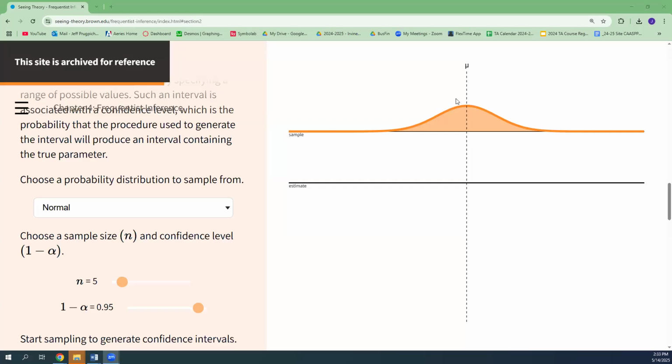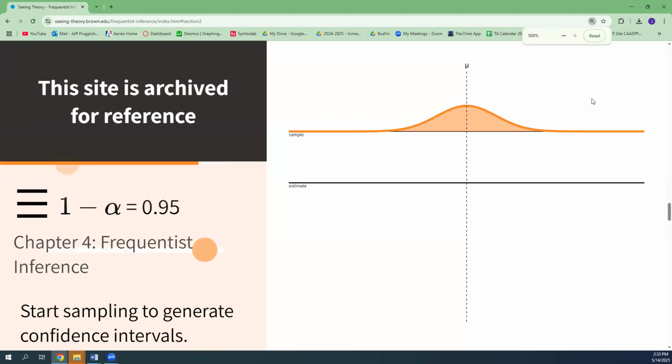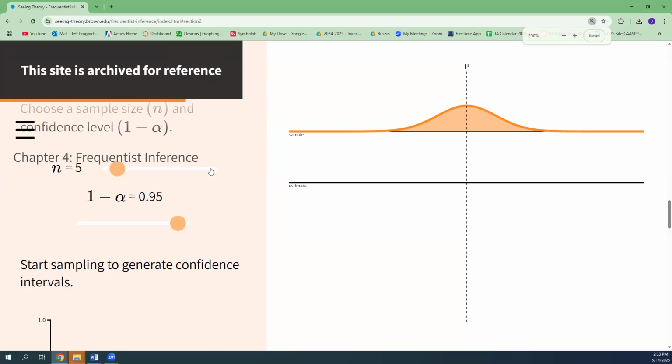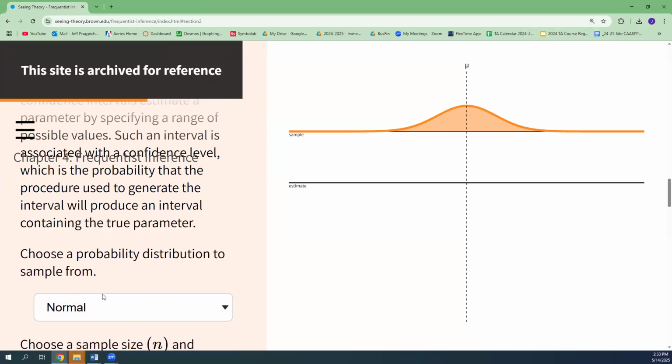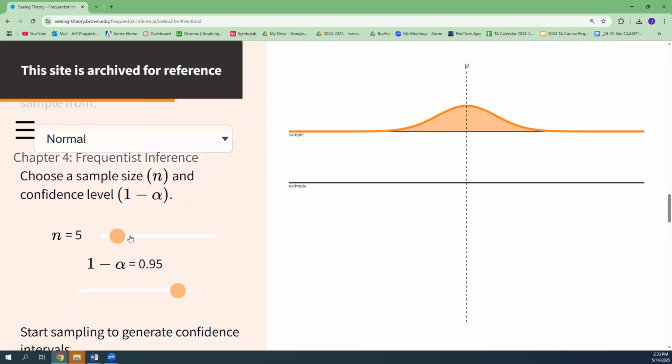Okay, so we have a normal distribution, right? That's what we've been working with. Okay, it won't let me zoom in, sorry. So, normal distribution, bell curve shape. And we're going to do a sample of 5 values.